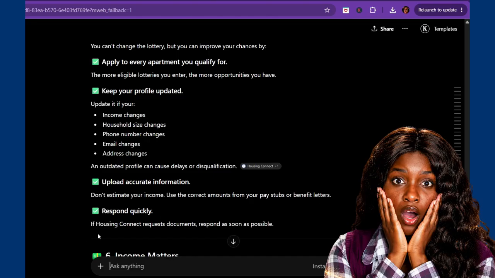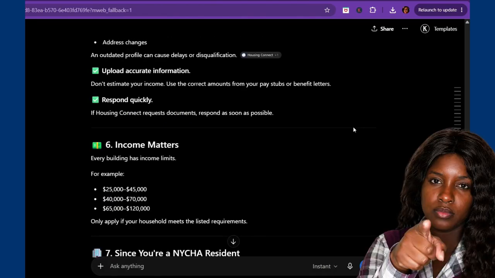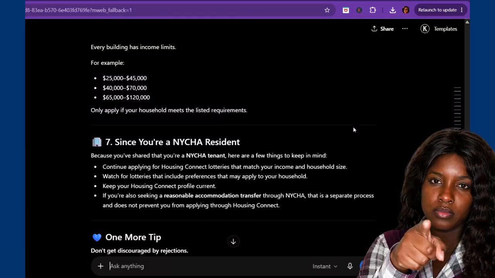Respond quickly. If Housing Connect requests documents, respond as soon as possible. So don't wait around, because if you're waiting around, they will move on to the next applicant, okay? So moving along.